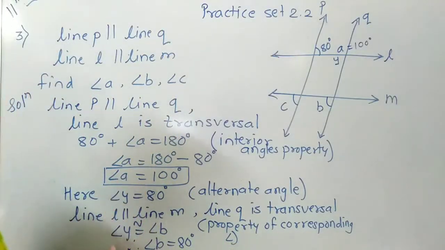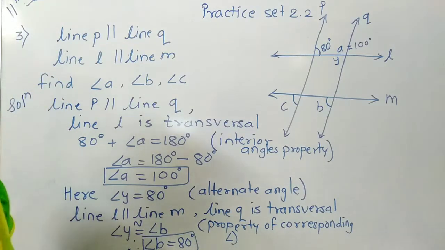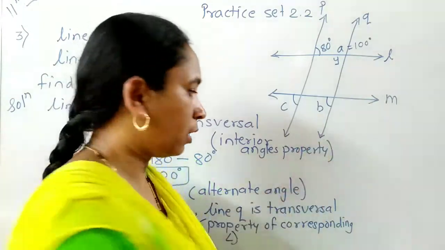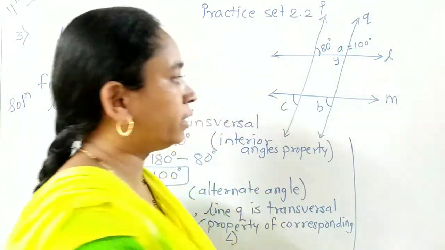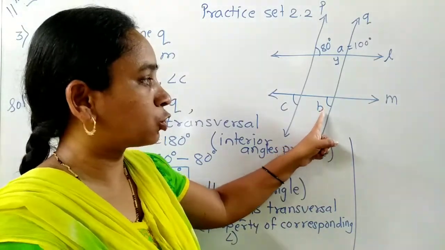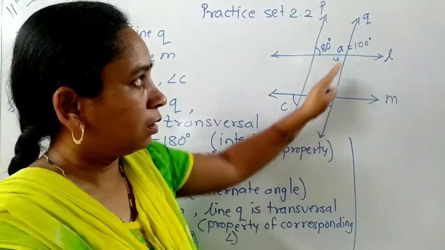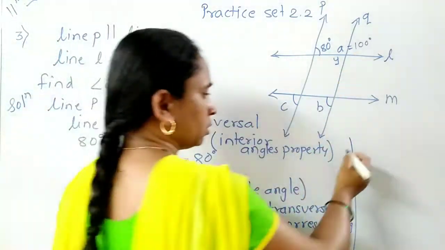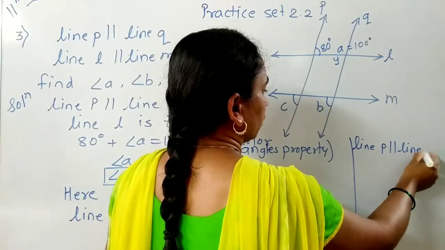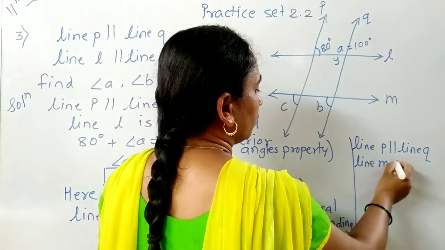Here we have found angle A. Here we have found angle B. Now, let's see the angle C. Now, to get the angle C, again their relation, B and C, are the corresponding angles. But the parallel lines will change and the transversal also will change. To show the relation of B and C, we have to consider lines P and Q, which are parallel with each other. So, line P is parallel with line Q and M is a transversal. So, line M is transversal.